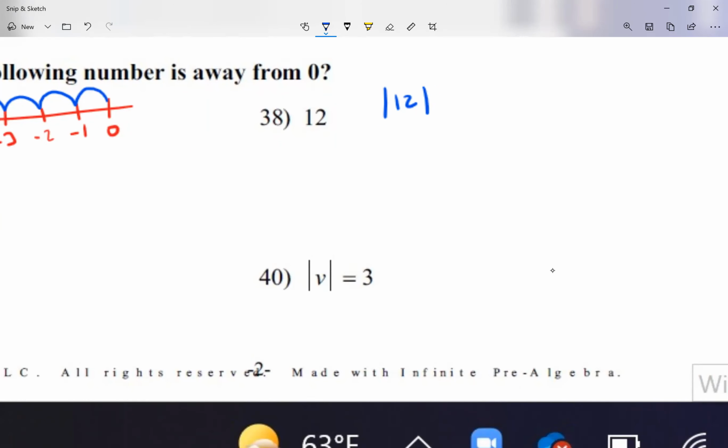Looking at number 38, I can see this as the absolute value of 12, or I can use the number line and count spaces. I'm not going to count. Instead, I'm going to use the absolute value. Absolute value says make the number positive. It is positive already, so leave it as positive 12.